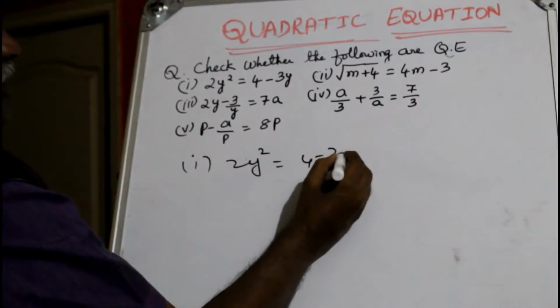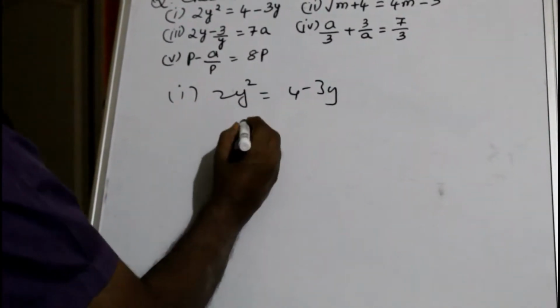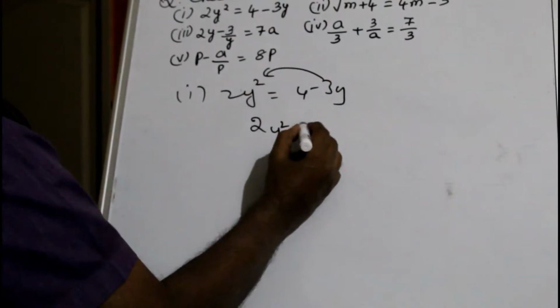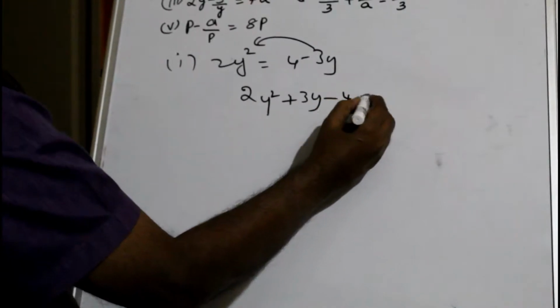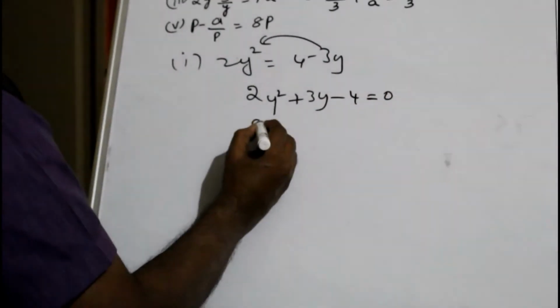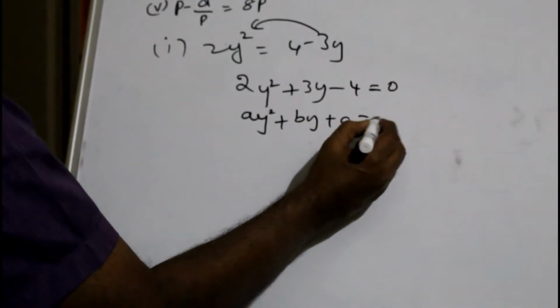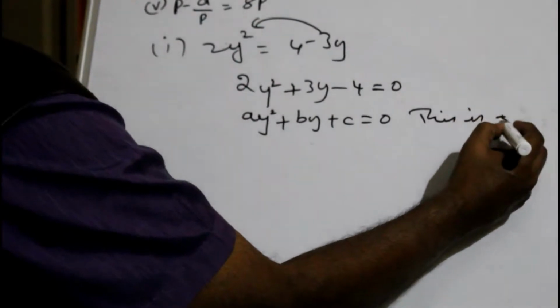So you must bring it to the standard form. Don't disturb the 2y square. Write the 2y square, bring these two numbers to this side. It will become plus 3y minus 4 equal to 0. This is of the form ay square plus by plus c equal to 0. So this is a quadratic equation in y.